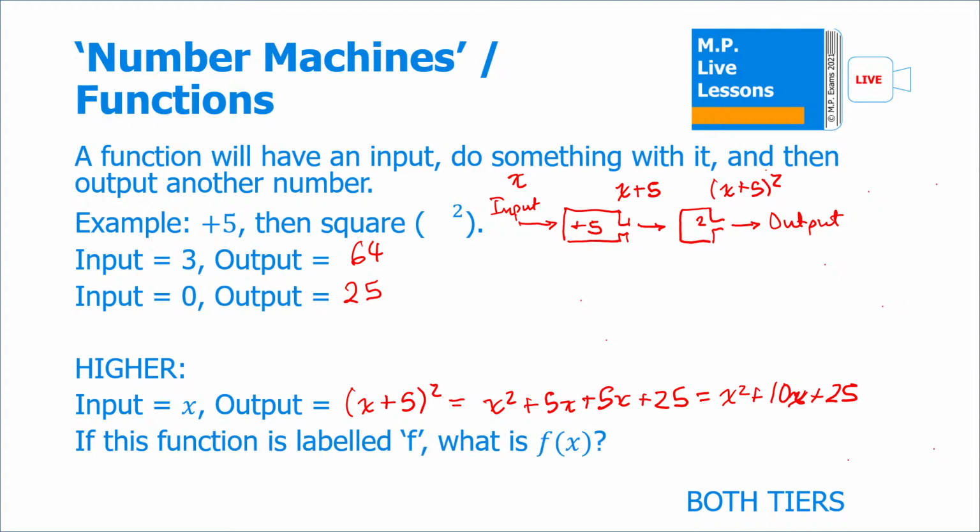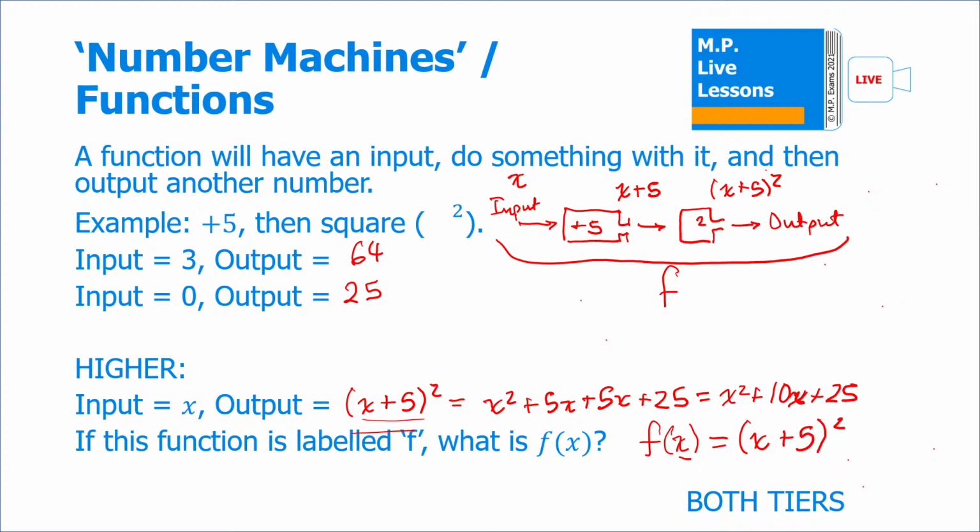Now, let's say this function is labeled f. Now, f of x would just be this right here. So you'll have your function labeled f. It'll take in an input and spew out an output by adding 5, then squaring it. So basically this x here tells us that whenever we input a number, you'll substitute that in wherever you see x in this function or equation.